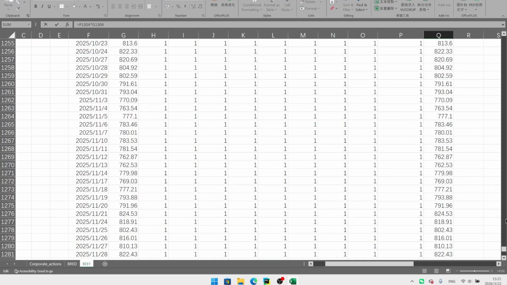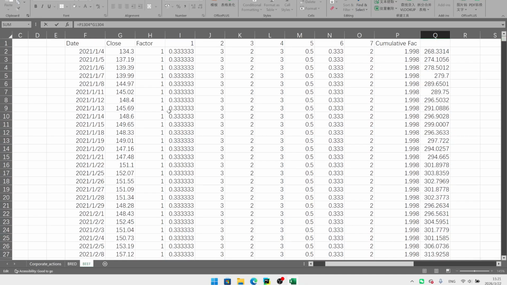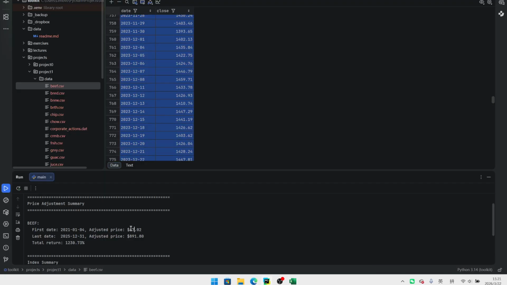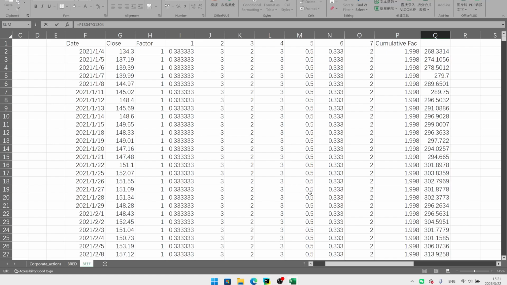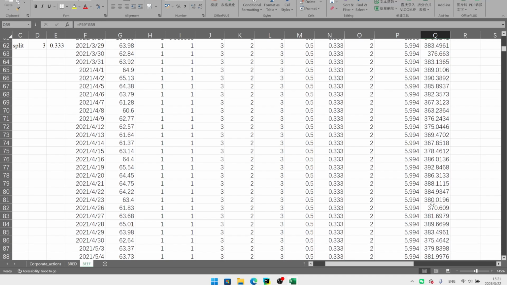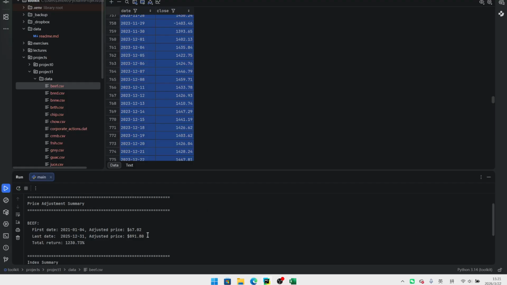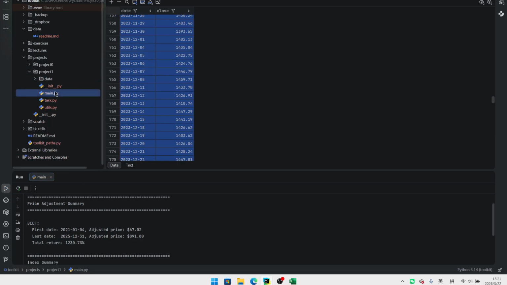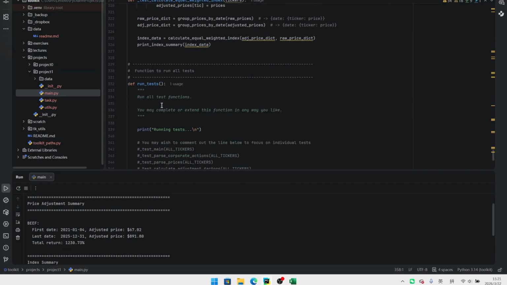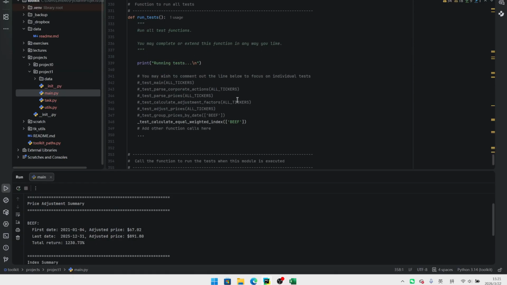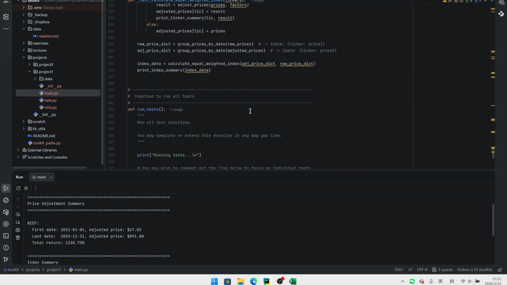Okay, we got the final value, so we need to see whether the data in the adjust price is correct or not. So the first price 69.0, which is wrong. The final price is correct. So the adjust price is not correct. In this expression, sorry for that. So we have just run all the tests.